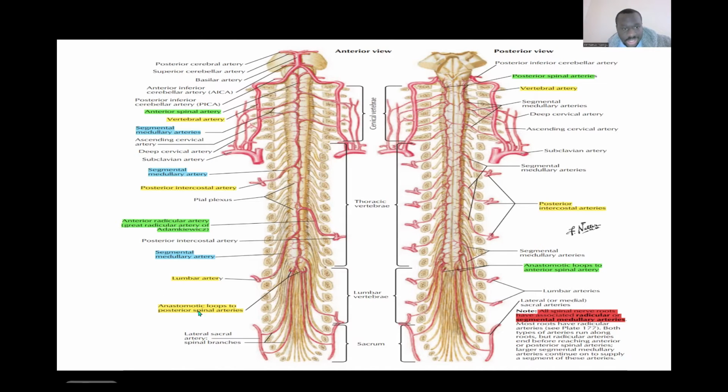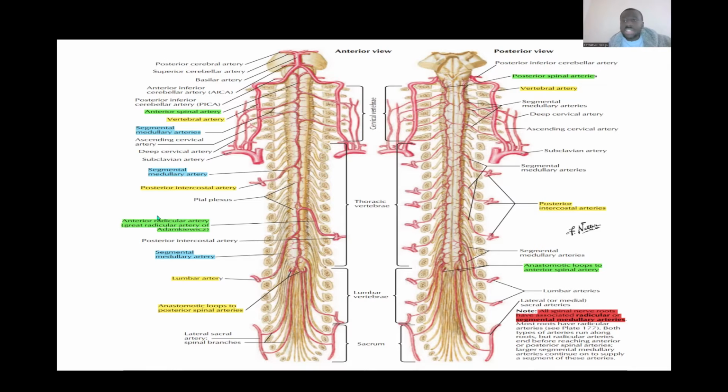Distally, we can see that there's an anastomotic loop. Okay, so this anterior spinal artery, the posterior spinal, the right and left posterior spinal form an anastomotic loop. So they loop from behind and come anteriorly and anastomose with the distal portion of the anterior spinal artery. So we can see that anastomotic loop there.